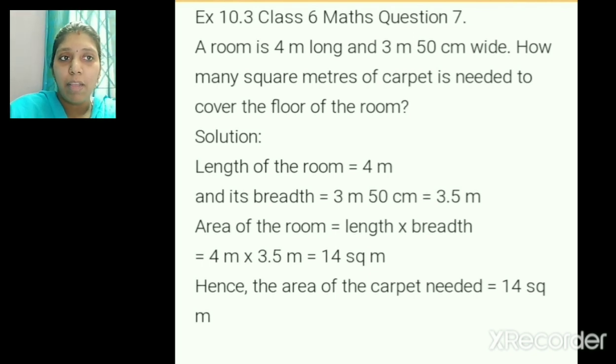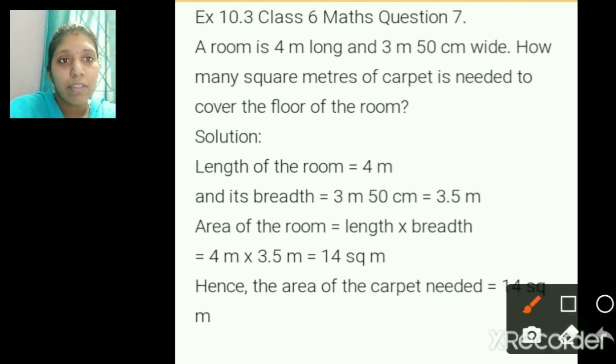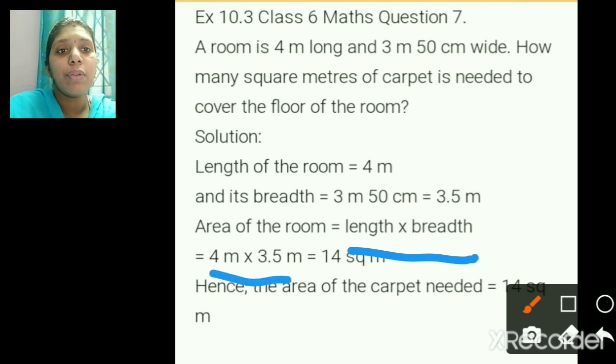3.50 is nothing but 3.5 meter. Okay, now both are in meter. Now can we find the area of the room? Yes, it is equal to length into breadth. So we have 4 into 3.5.